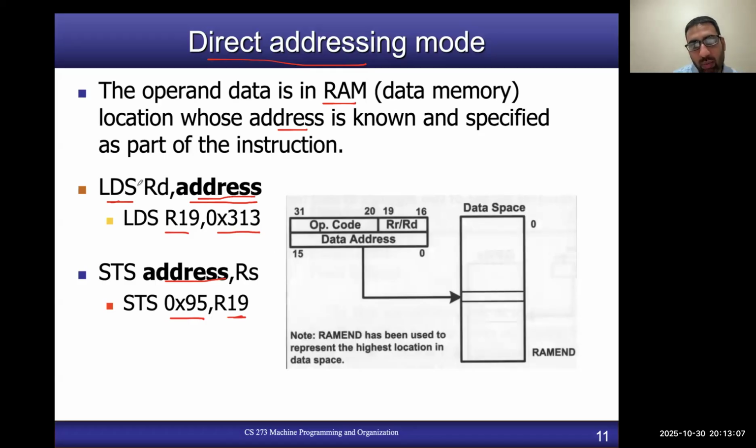These instructions, both load LDS and STS, are 32-bit instructions. So you have the opcode, and then 4 bits to specify the register, right? And then 16 bits are available to specify the address of the memory location from where you want to read the data or to where you want to write the data.